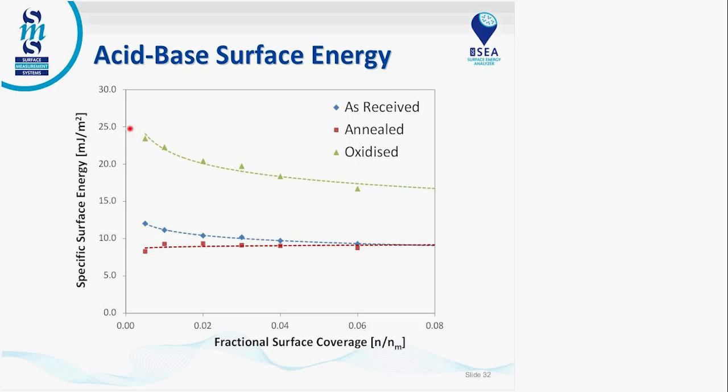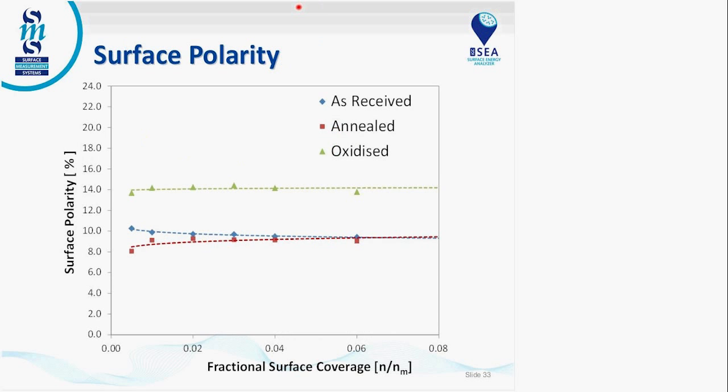This is the acid-base surface energy. Again, this is the as received. Once it's annealed, it becomes very energetically homogeneous. And as expected, if it's oxidized, you would see a much higher acid-base, or polar, or specific surface energy. And again, the surface polarity, which is the acid-base surface energy divided by the total surface energy. When you oxidize it, you see an increase, making the surface more polar in nature.